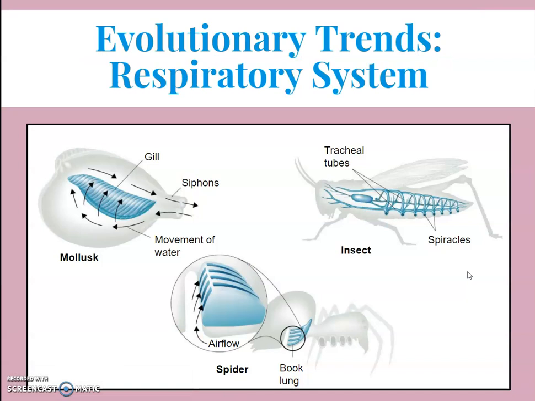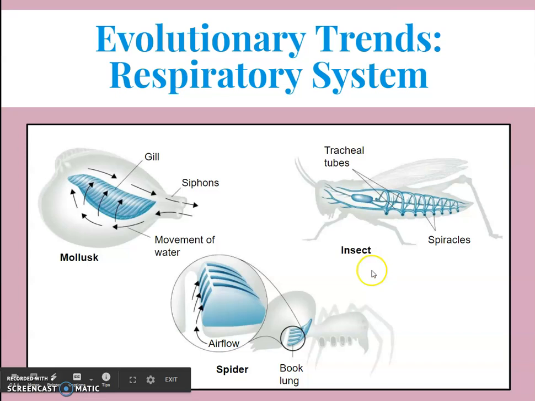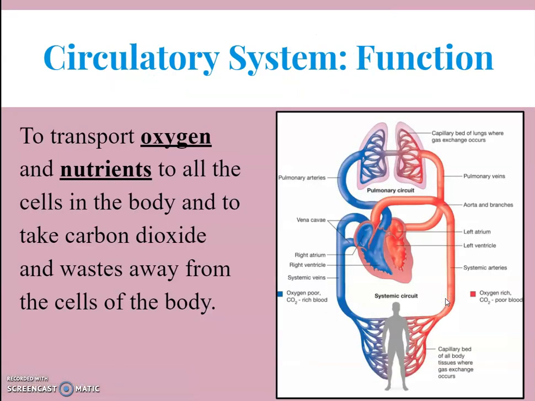So the evolutionary trends, we talked about this in our intro video, that there are different ways that organisms' respiratory systems are monitored. If you need to go back to that lecture to make sure you know the differences between the organisms, do so. And now we're going to go into the circulatory system.